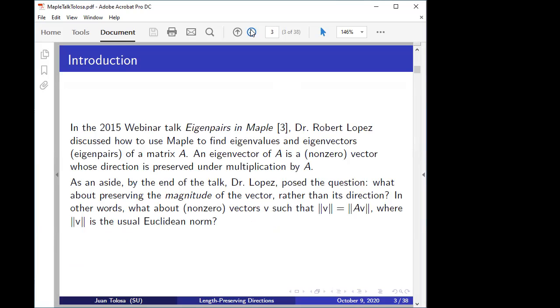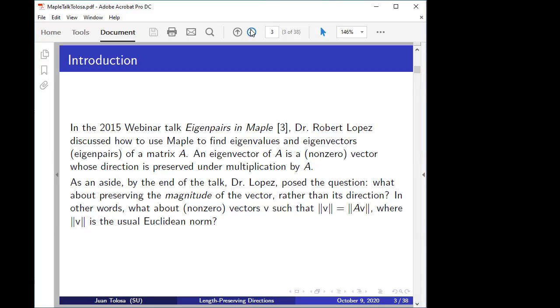This work was motivated by a webinar given in 2015 by Robert Lopez on linear algebra, how to find eigenvalues and eigenvectors, we call them eigenpairs, for a matrix A. The talk had to do mostly with 2x2 matrices. At the end of the talk, Dr. Lopez posed this interesting question.